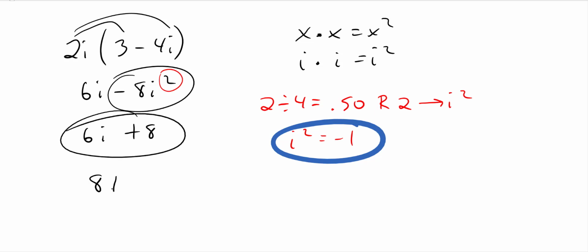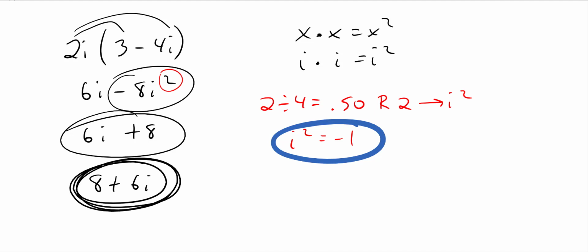And really, you should do it 8 plus 6i. That's really what it is, okay? But guys, don't leave the i in there. I've had kids do that before. They say, oh, it's negative 8i squared, and then they say, oh, change the sign. They go plus 8i. No, i squared is negative 1. There's no i in there anymore.